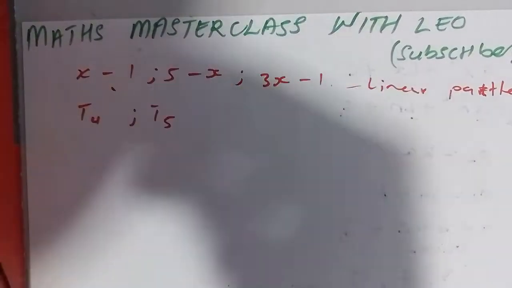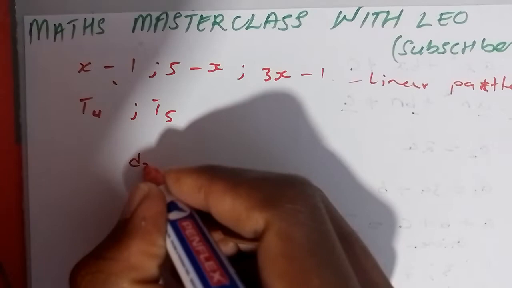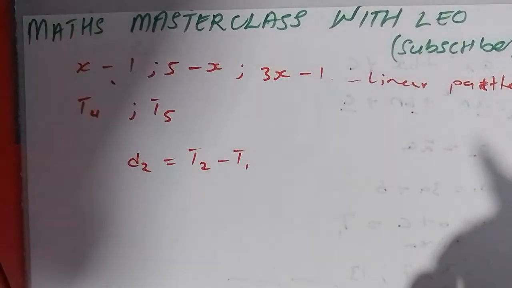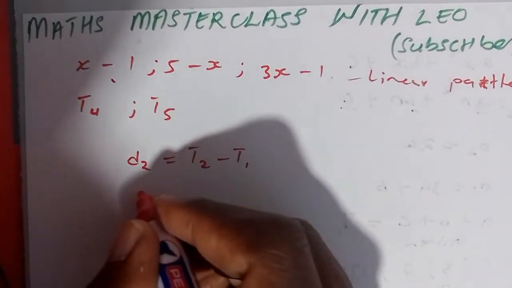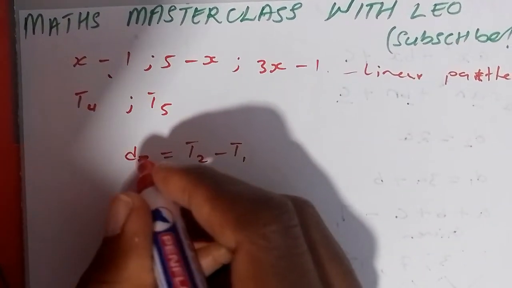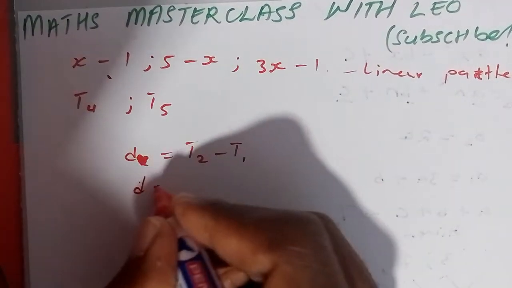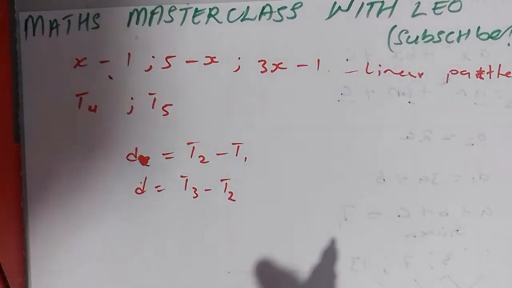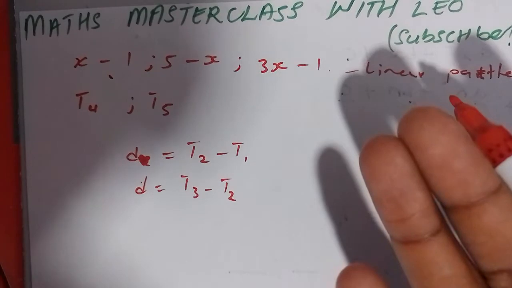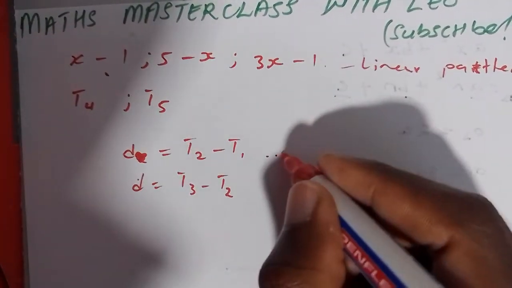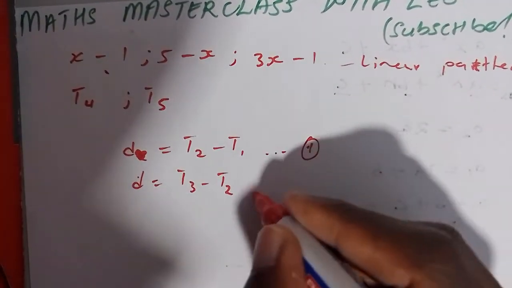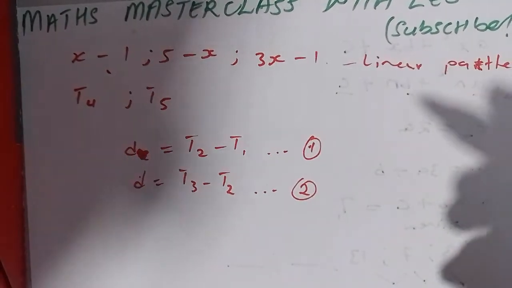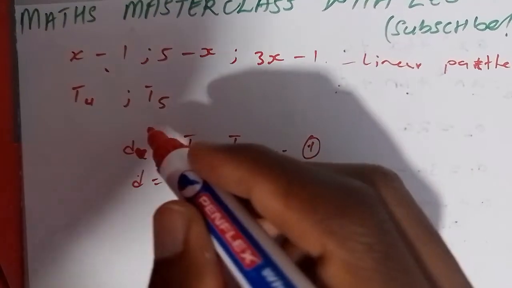You're going to calculate it and say, okay, D2 equals T2 minus T1. This is how I can calculate it. Or I can just say, let me not say D2, let me say D. D is equal to T3 minus T2. Right? This is how I can calculate them. Okay, this can be my first equation. This can be my second equation. Why do I say first equation and second equation? I'm going to have two unknowns.